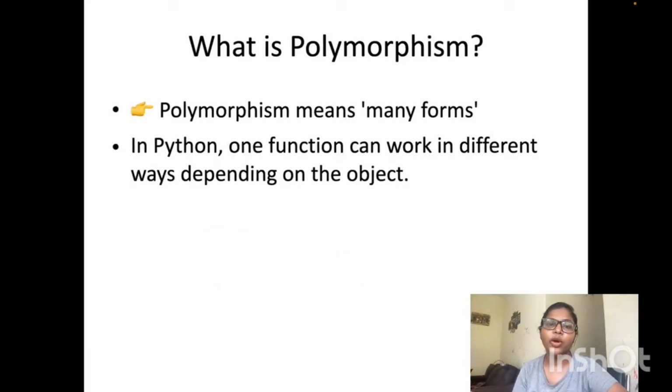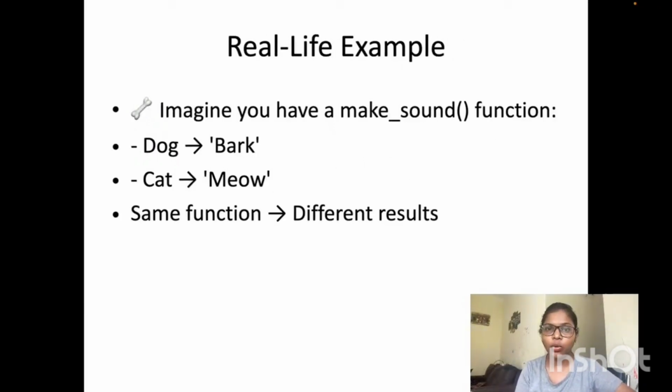What is polymorphism? Polymorphism means many forms. In Python, one function can work in different ways depending on the object. The function name will be the same, but depending upon the object, it is going to behave in a different way. Let's see how.